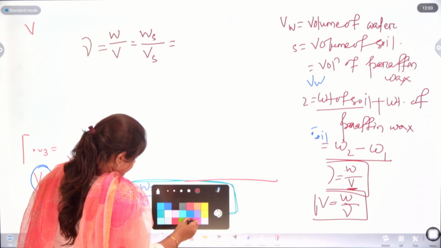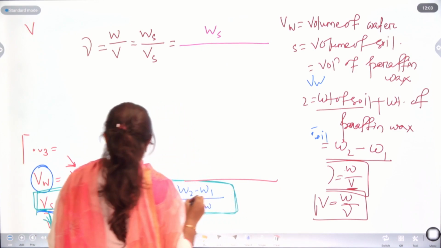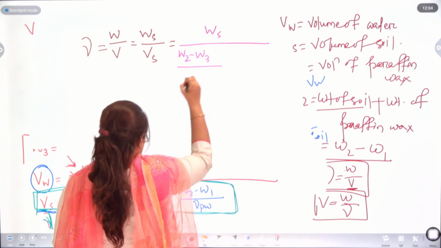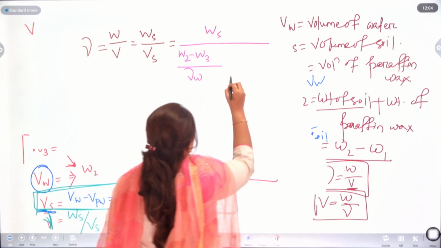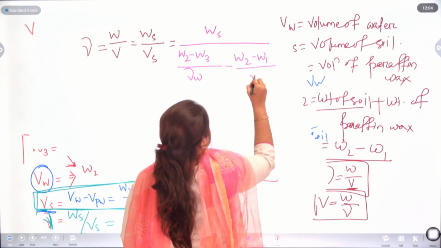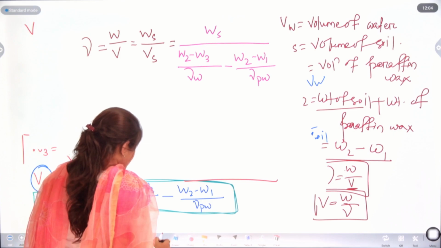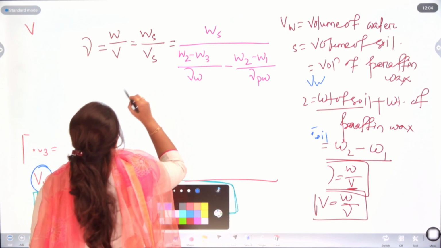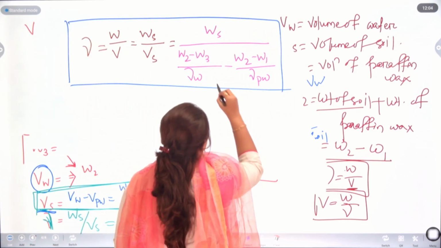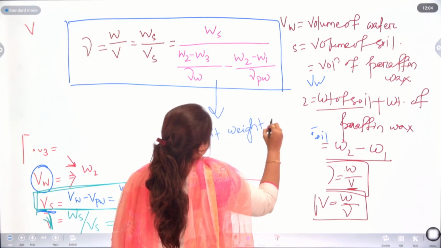So, we can write Ws upon Vs as W1 upon, here, W2 minus W3 upon gamma w minus W2 minus W1 upon gamma pw. We have gamma w and gamma pw, so that we can find out the whole unit weight of soil. To calculate the unit weight of soil, we have the formula here.